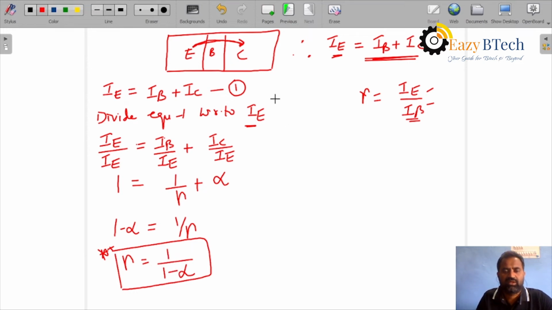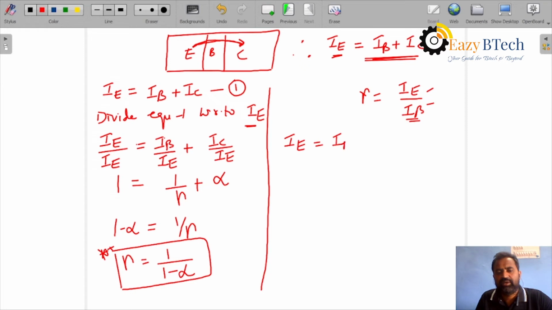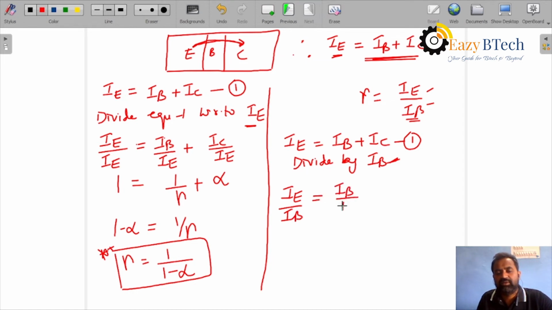Similarly, in the same manner, you can take the equation IE is equal to IB plus IC. Now you can divide this equation by IB, then what will you get? IE by IB is equal to IB by IB plus IC by IB.